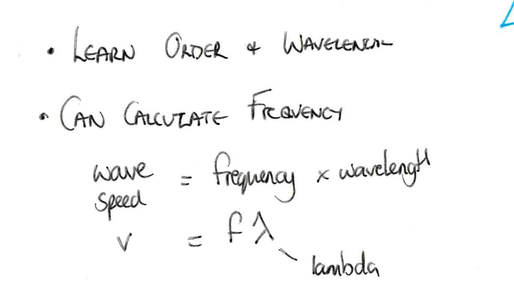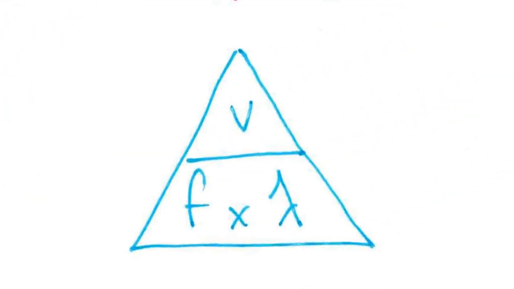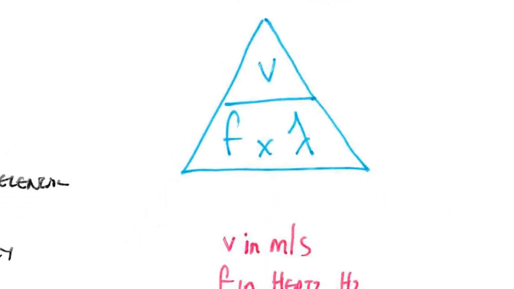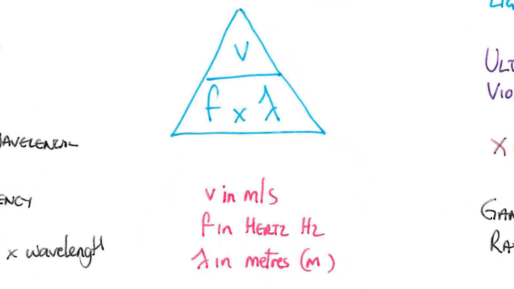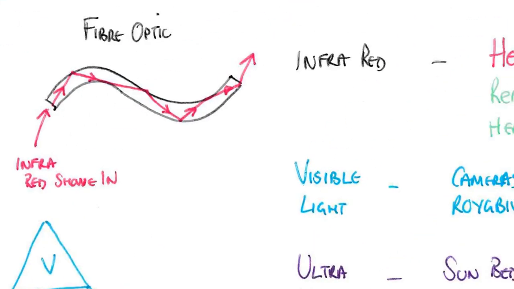You need to learn the order of them, I've said that before, and the wavelength of them. And you can also calculate the frequency of waves by using the wave equation, which is wave speed equals frequency times wavelength. V equals F times that funny symbol, which is known as lambda. And of course that can be put in a triangle, and hopefully you can work out what V stands for, and what F stands for, what lambda stands for. It's underneath now. There we go. V is velocity in meters per second. F is frequency in hertz. Lambda is measured in meters.